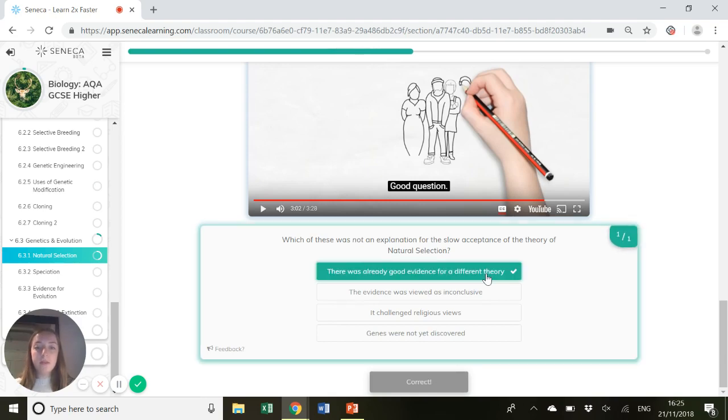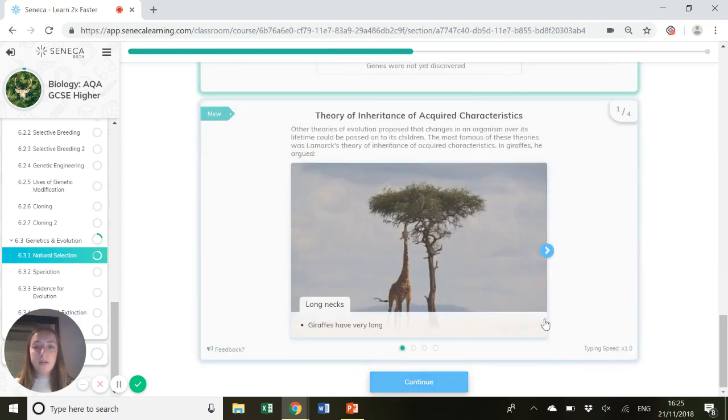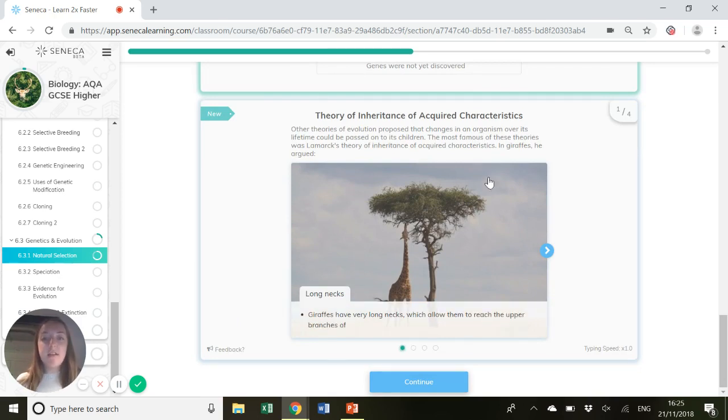So another theory was proposed, and this was the theory of inheritance by acquired characteristics. And this was proposed by Jean-Baptiste Lamarck, and he used the example of giraffes. So he said, giraffes had very long necks. This means they can reach the upper branches of trees to feed.